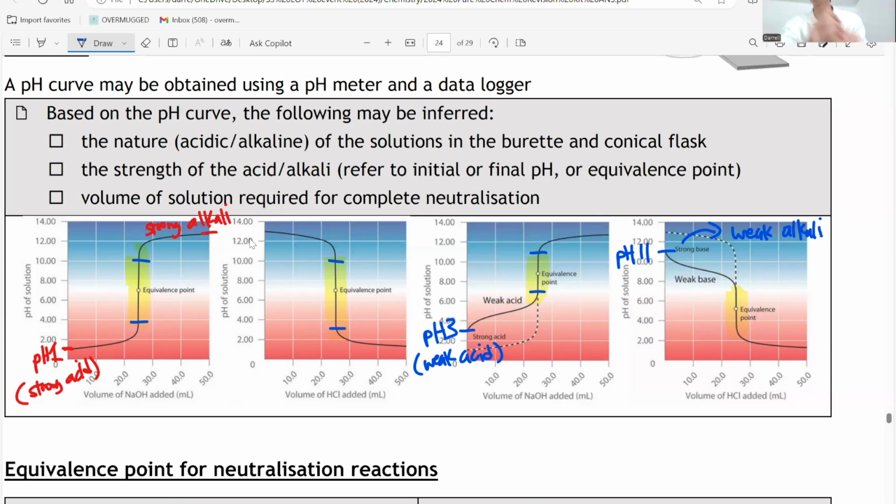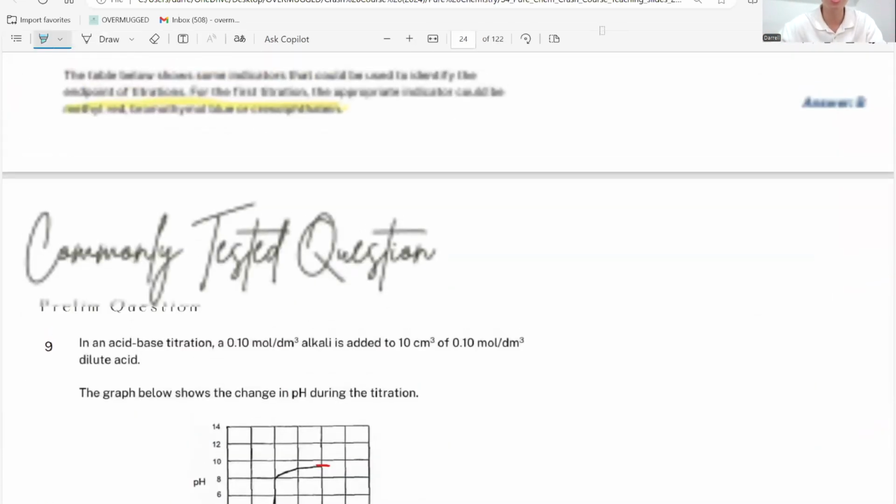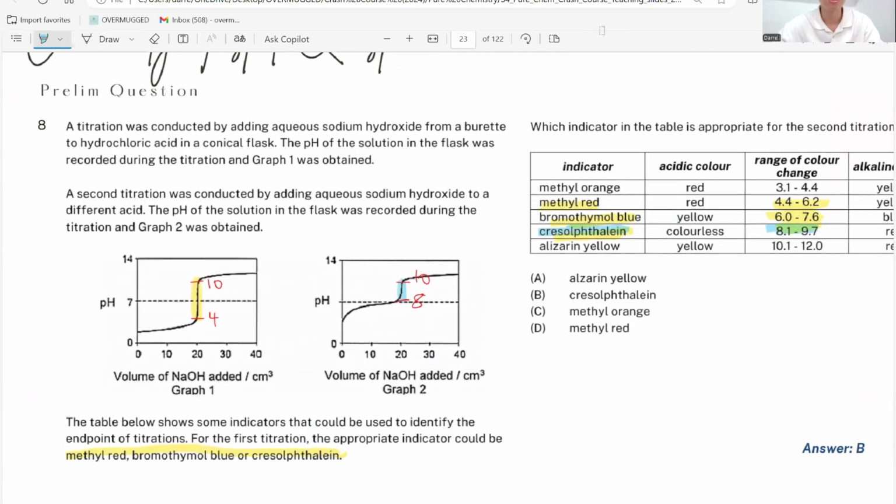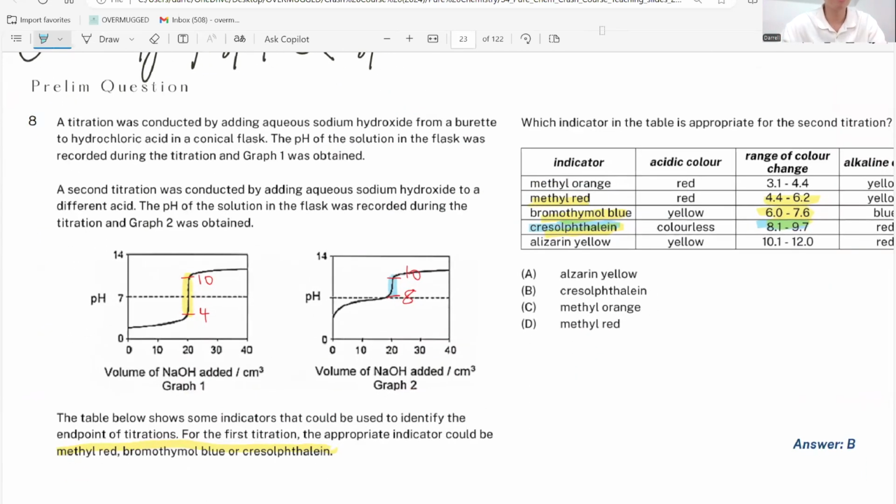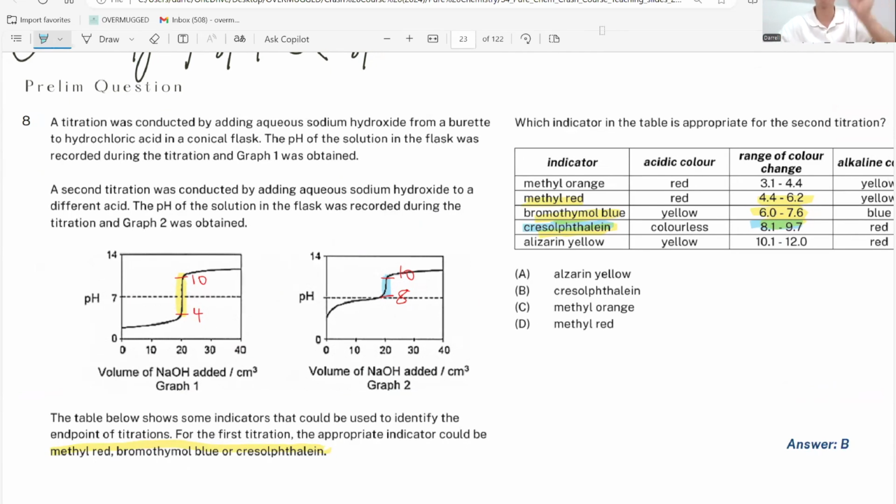Once again, I bring you over to an actual question, then we take a look. All right, so how would the question look like? Follow me through. We start with graph 1 first. Graph 1, are you able to see this is the straight part? Around value, roughly, 4 to 10. So if my color change is to occur between 4 to 10, which indicator here is appropriate?